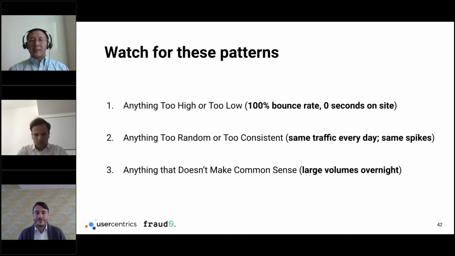So the first pattern to watch would be anything that's too high or too low. You should treat it with suspicion. You should look into it, investigate it further. For example, when you see traffic coming through to your site and you see 100% bounce rates, something's wrong with that, right? You should investigate. Why is there a 100% bounce rate? That means they left right away.